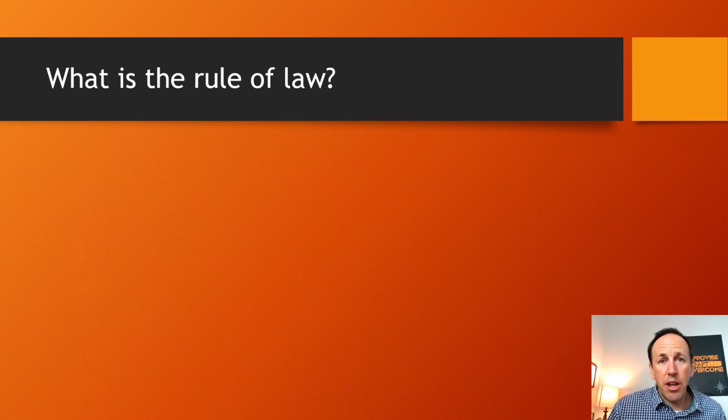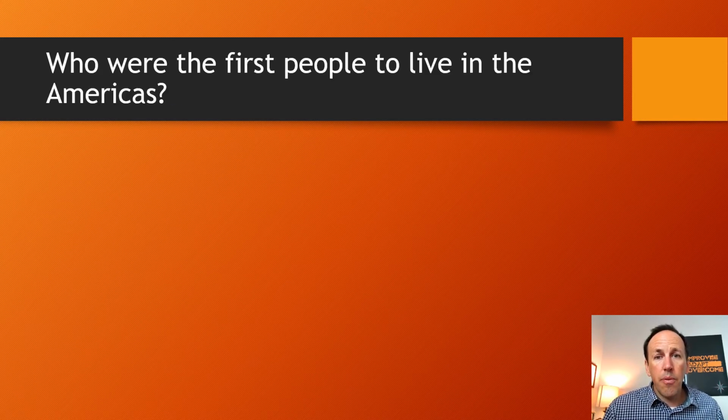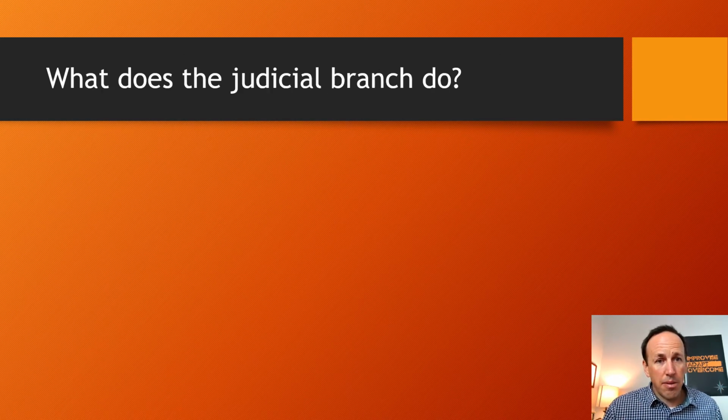All right, what is the rule of law? What does that mean? It means the law is the king. No one is above the law. Does that make sense? Everybody must follow the law. No one is above the law. That is what rule of law means. Okay, who are the first people to live in the Americas? Native Americans, right?